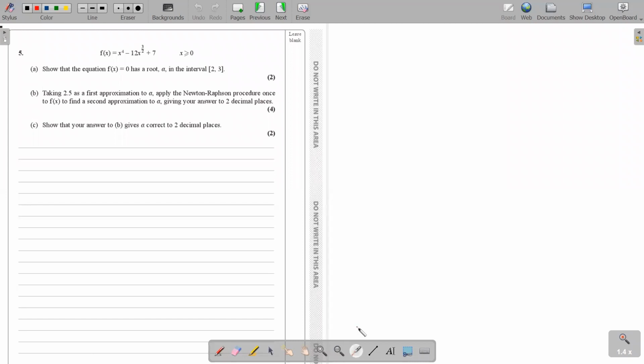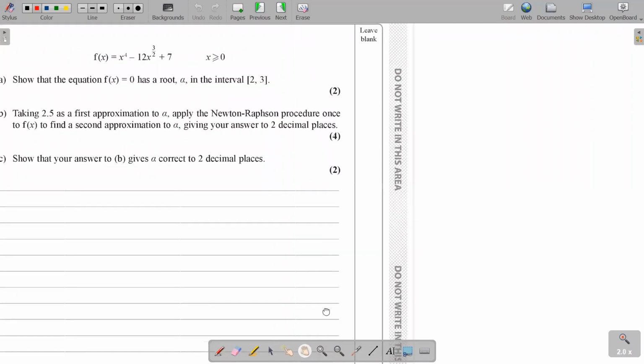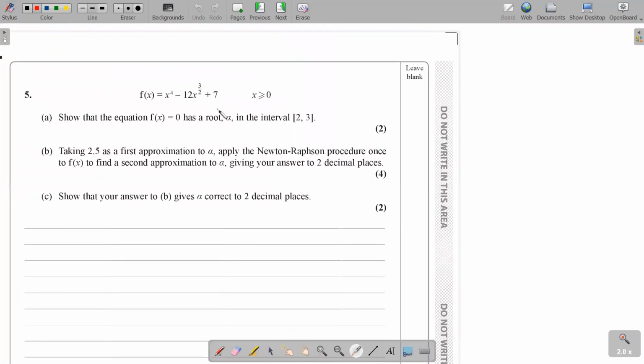Question number 5. They have given you f(x) = x^4 - 12x^(3/2) + 7, where x values are positive, greater than or equal to 0. Show that the equation f(x) = 0 has a root alpha in the interval [2, 3]. Okay, how do we show that there is a root? What is the general procedure? You substitute f(2), get the answer, and substitute f(3) and get the answer.